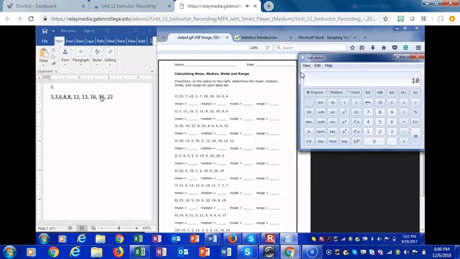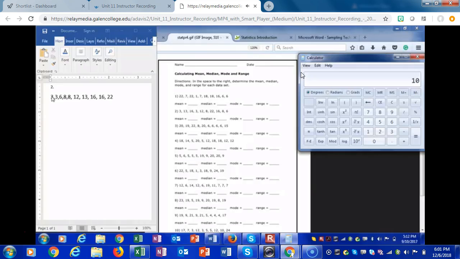Okay, your range, the difference between the largest and the smallest. 22 minus 3 is 19. Okay, let's keep going. And that's just number 2. We've done 1 and 2 so far.